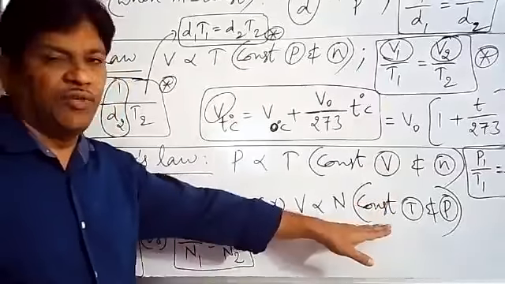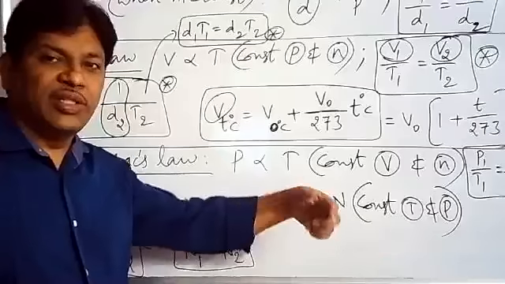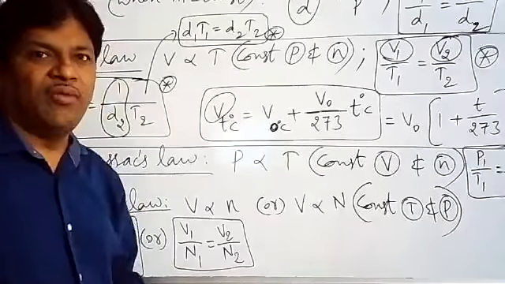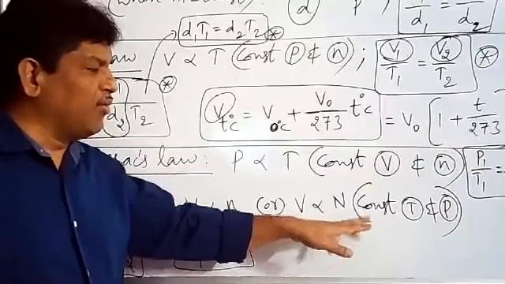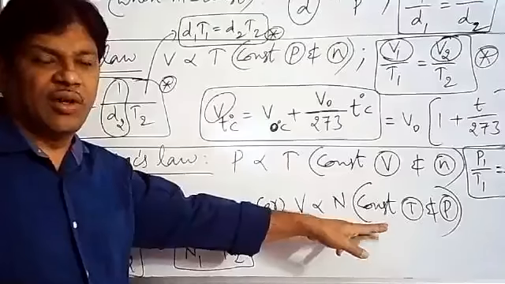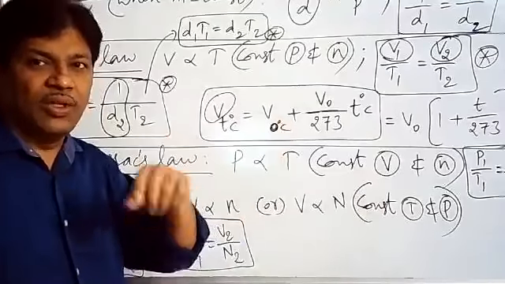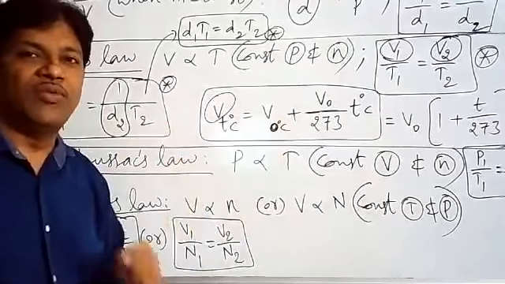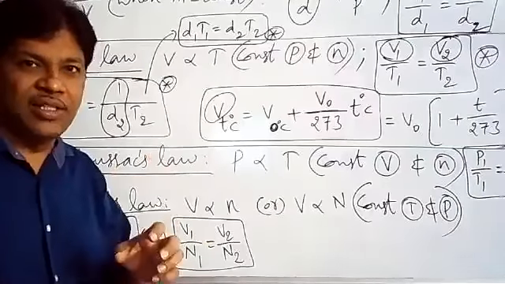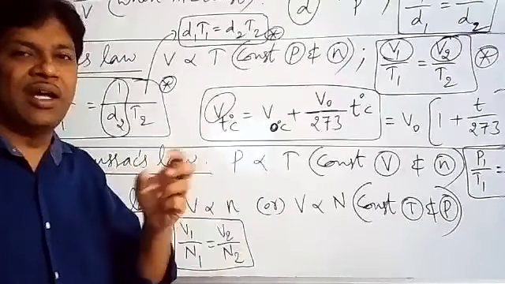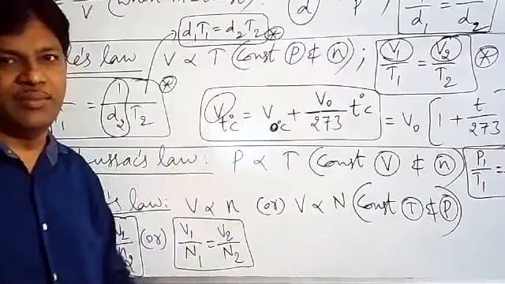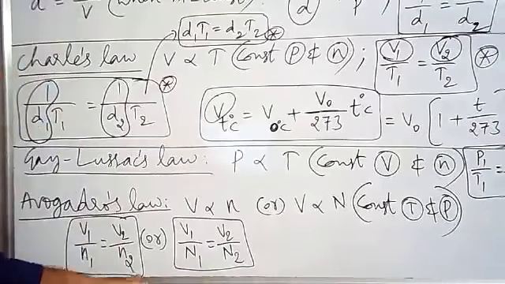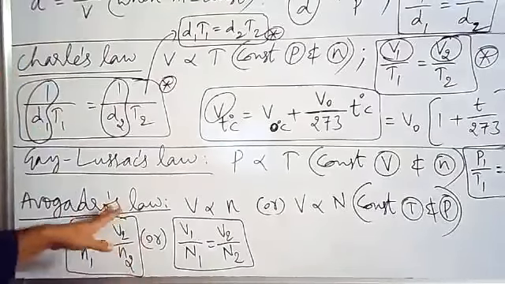At STP condition, STP means temperature is 0 degrees Celsius and pressure is 1 bar or 1 atm. So when temperature and pressure are constant for all gases, equal volumes of all gases under similar conditions of temperature and pressure will contain an equal number of moles. That is the concept of Avogadro's law.